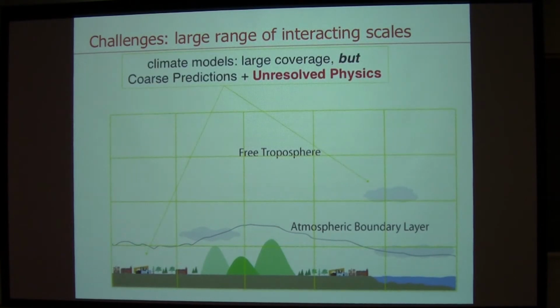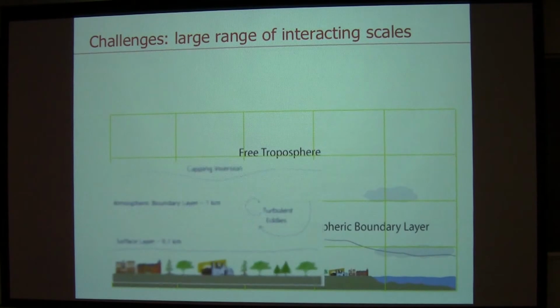If you're doing large-scale coarse modeling, and I lump weather and climate models in the same category here, even though I shouldn't, these are coarse models. The reason I lump them is that both of them cannot capture any of the fine-scale flow and the other processes happening close to the surface. So with these coarse predictions, you have a lot of unresolved physics close to the surface, and in clouds and other areas.